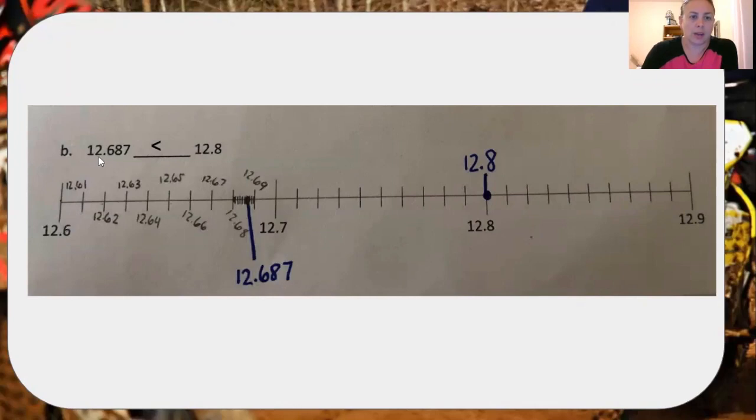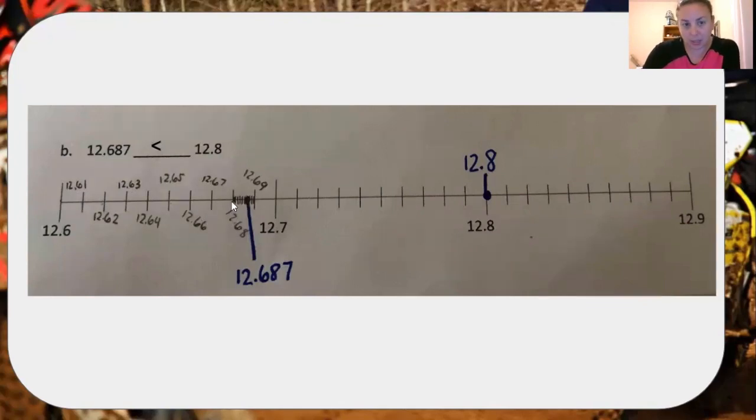All right, and then our last one, we were comparing this number on our number line. So we have 12 and 687 thousandths. So we have 12 and 6/10, 12 and 7/10. So somewhere between here we had to count. So we counted them and we said this is 12 and 61/100, and then 62, 63, 64, 65, 66, 67. Then we found 12 and 68/100.